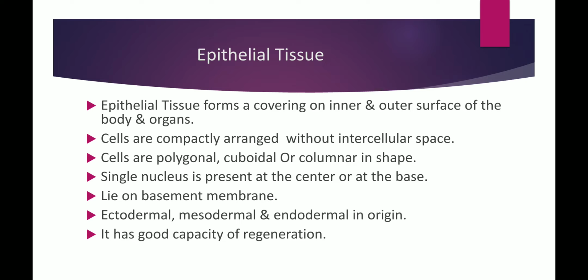Cells of epithelial tissues are polygonal, cuboidal or columnar in shape, with one nucleus present at the center or at the base, depending on the cell structure. These cells lie on a basement membrane. The epithelial tissues are ectodermal, mesodermal and endodermal in origin. They have a good capacity for regeneration. The major function is protection, and it also helps in absorption.